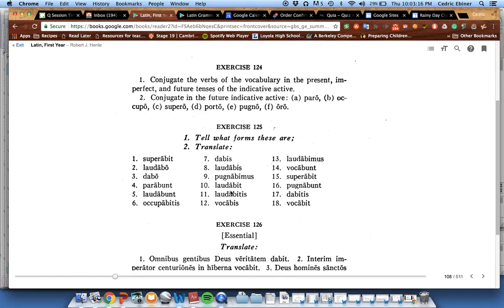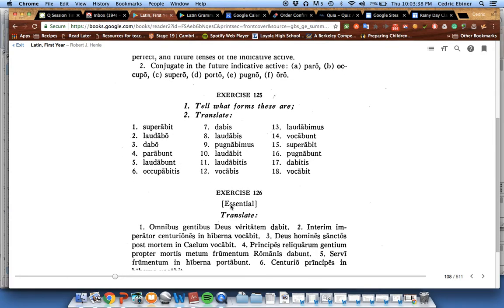Now, do we have a bimus somewhere? Sure we do. Number 13, laudabimus, we will praise. Do we have a bitis somewhere? Yes, sure. We have an 11, laudabitis, you guys will praise. And do we have a bunt? Laudabunt over here, or parabunt over here. So parabunt, they will prepare. Okay? So that shouldn't be a problem.